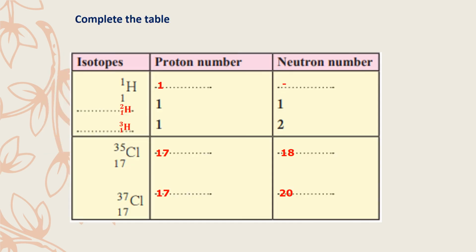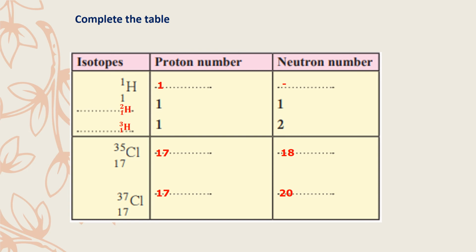Now let us complete the following table. Isotopes of hydrogen and chlorine are given. So we have to write down their respective proton numbers and neutron numbers. Here, the first isotope of hydrogen, that is 1H1, has proton number 1. So obviously neutron number will be 0, because here mass number and proton number are the same. So obviously after subtraction neutron number will be 0.